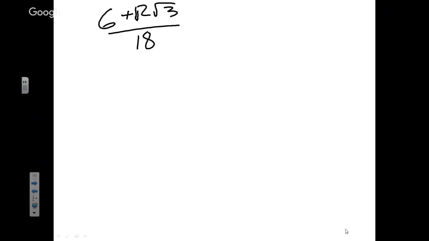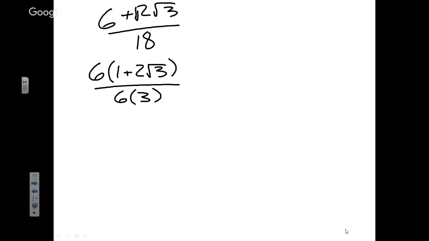So yeah, if we look at 6, we can take that out front, then we get 1 plus 2 times the square root of 3 divided by 6 times 3. And then the 6's on top and bottom will cancel each other out. And then to simplify it, we just have 1 plus 2 times the square root of 3 divided by 3. So that's a simpler way to write what we just had.